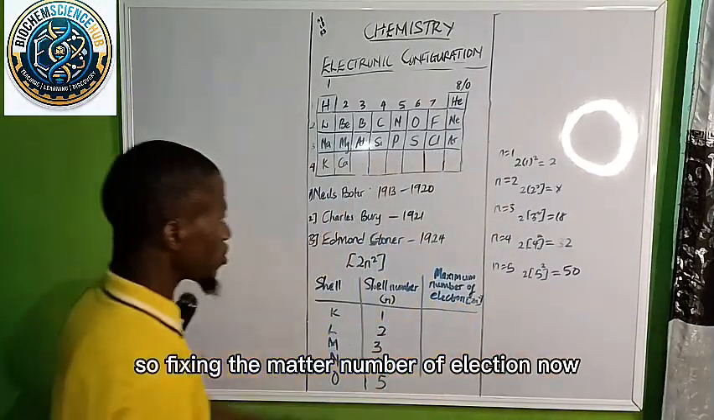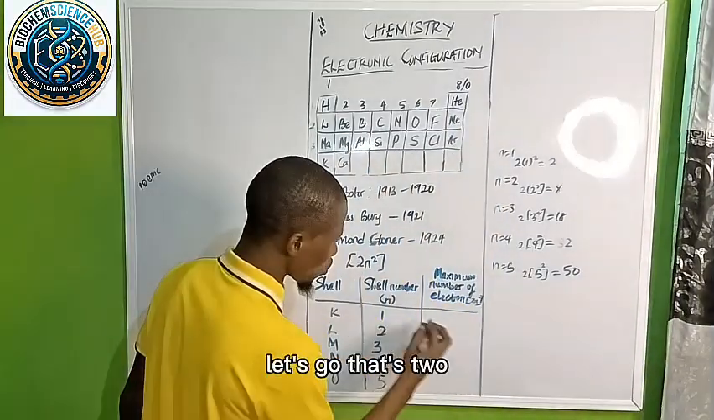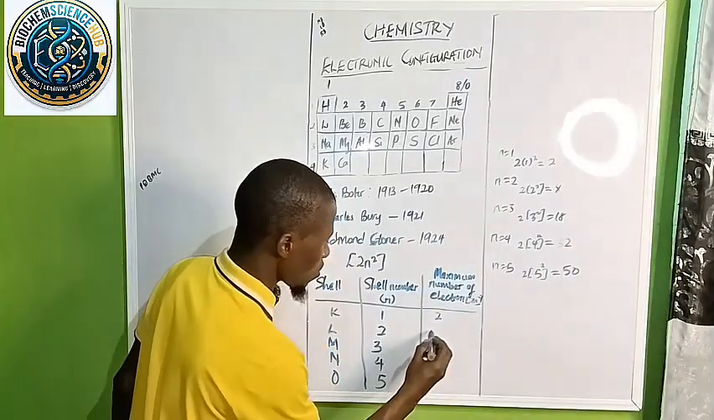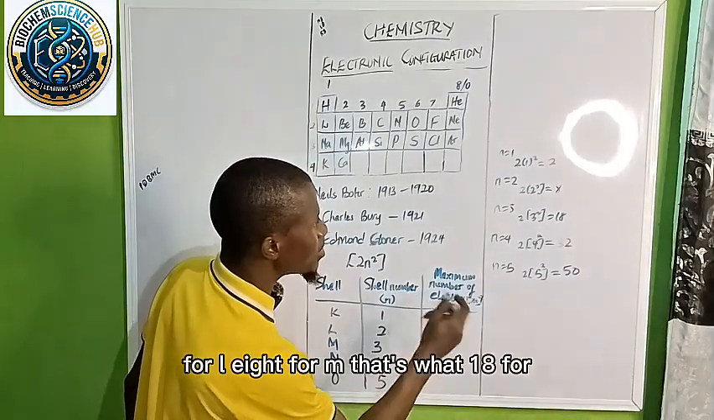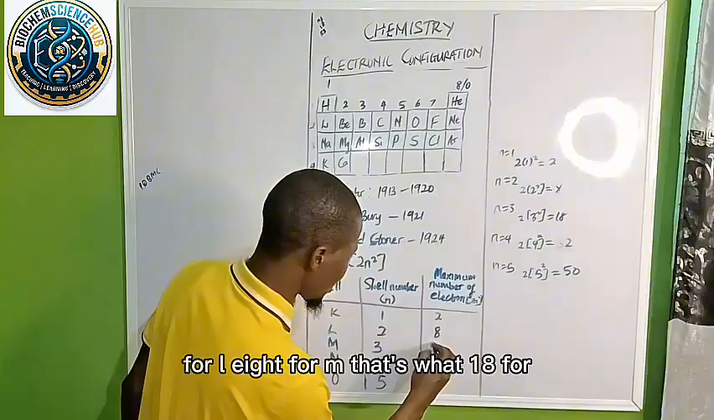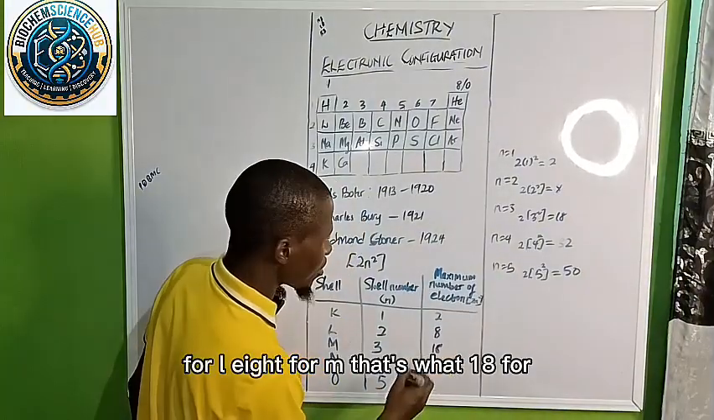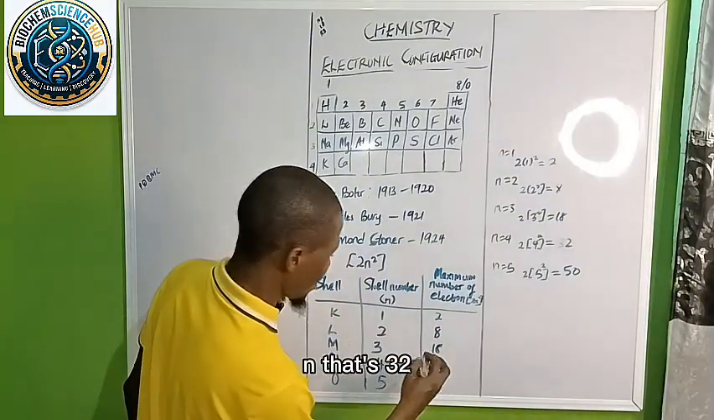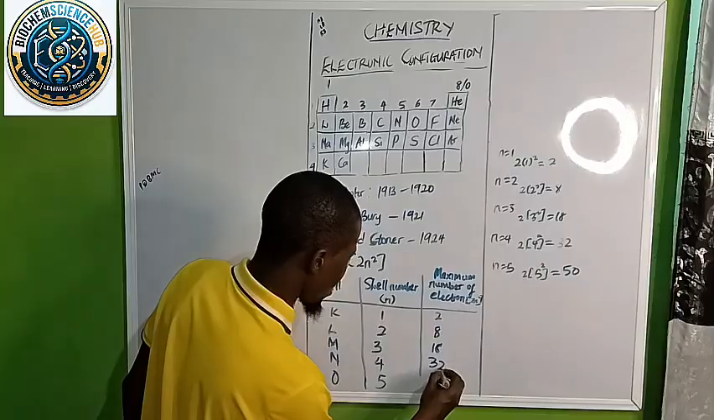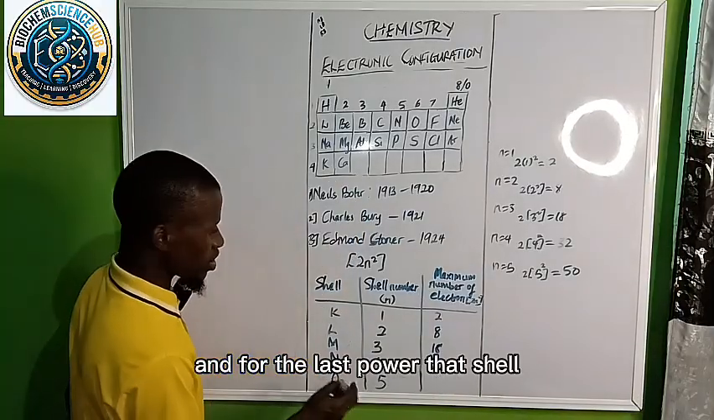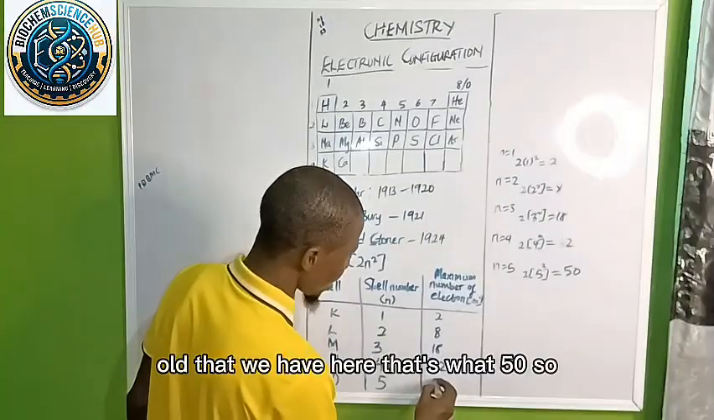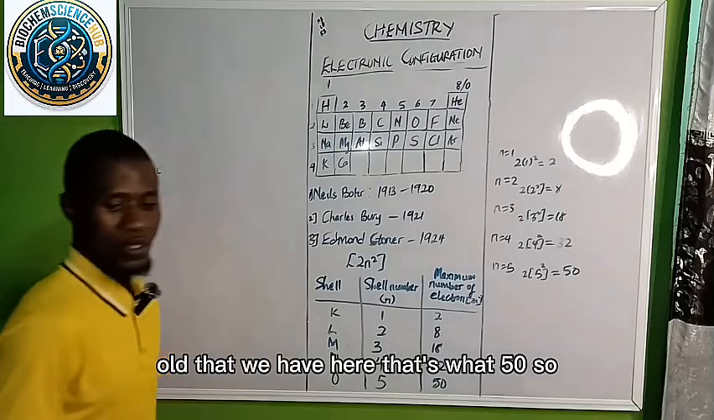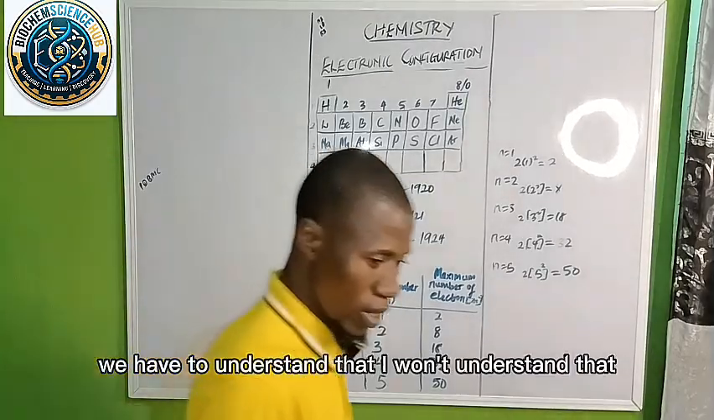So fixing the maximum number of electrons now, let's go. That's 2 for K, 8 for L. For M, that's what? 18. For N, that's 32. And for the last part, the shell O that we have here, that's what? 50. So we have to understand that.